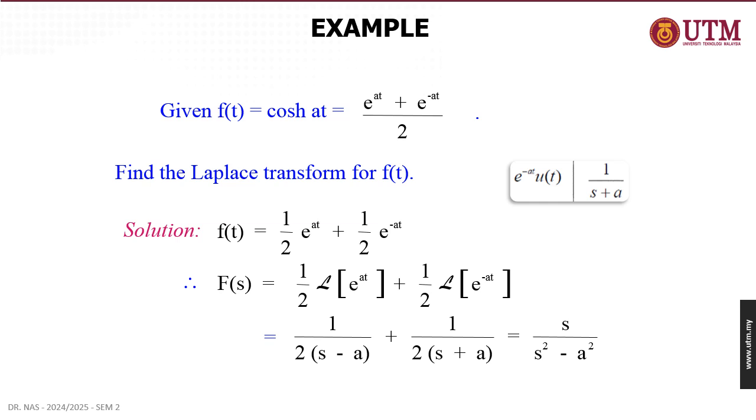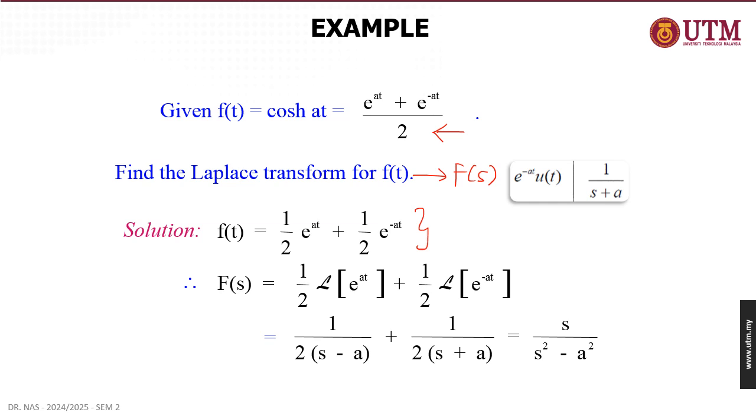Okay, another example on linear operations, in which you are given f(t) as cos at, in exponential function given by this equation, so this equation can be expanded into this. Therefore, you can find the Laplace transform for f(t), meaning that you need to get F(s). So refer to the Laplace transform table, and find the Laplace transform for each of these functions.